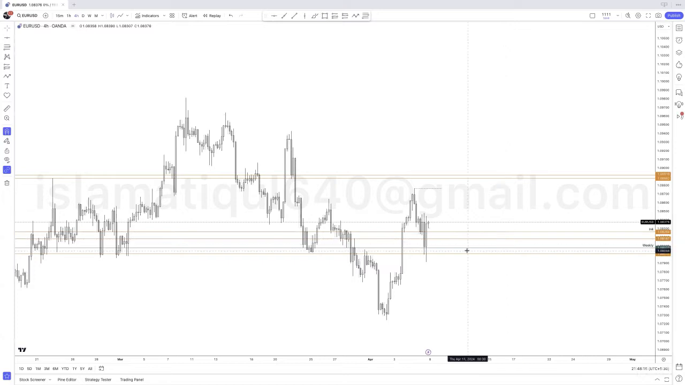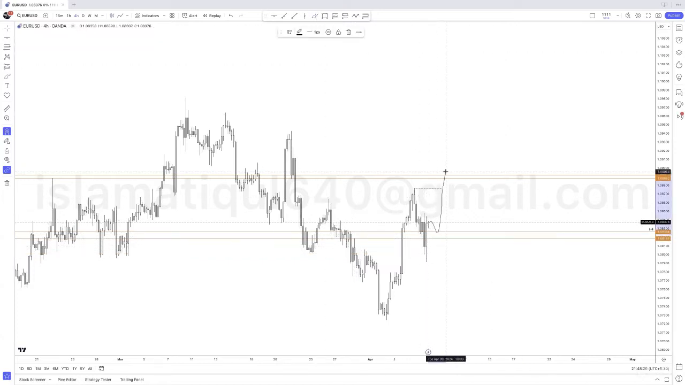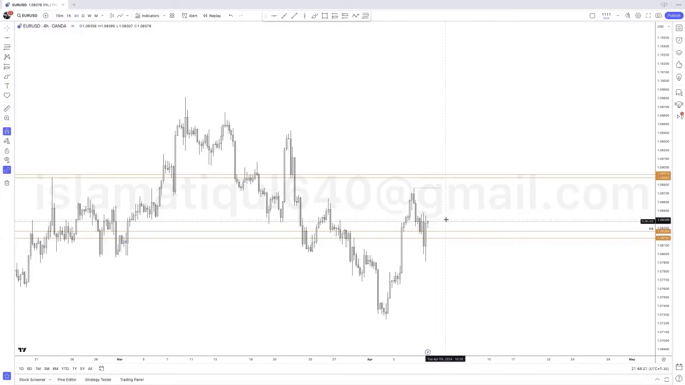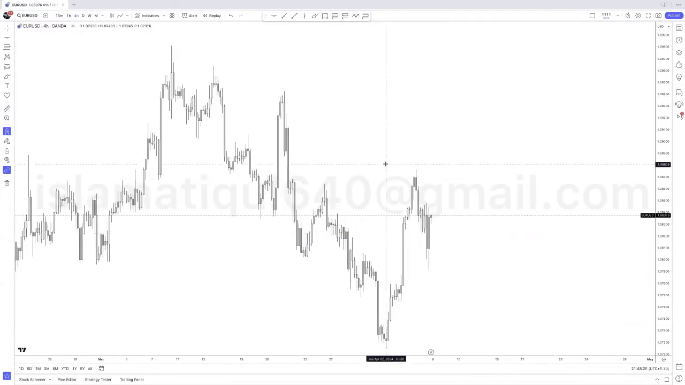I'm expecting buys, right? Either from inside of this or from inside of this into this area, into the previous week's high. Okay, so that is what I'm expecting. Let's see. We will have sessions anyway before the London session.